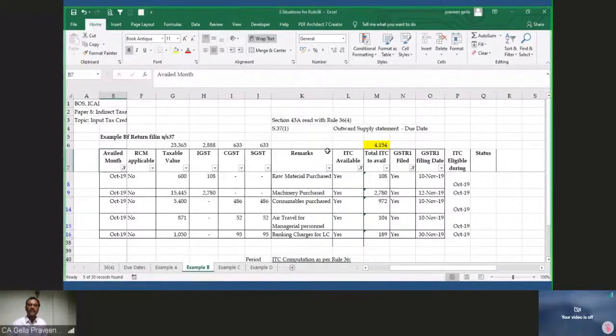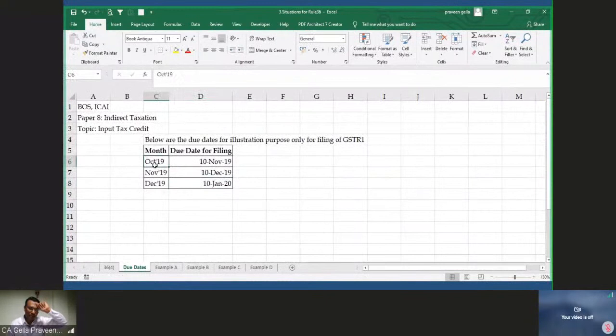Now look carefully, understand carefully. Now till now what we are doing, section 43A, rule 36.4 we have done. Now again when I look into rule 36.4, my slide what I have read, it says the supplier should have filed his statement as per section 37 subsection 1. When I look into section 37 subsection 1, there is an outward supply which has to be filed within the due date. What is my due date? For October, my due date is 10th November.